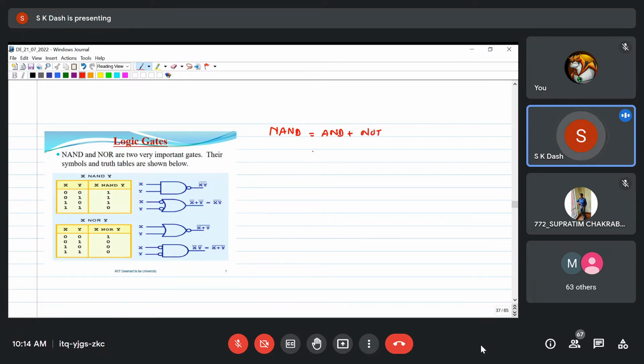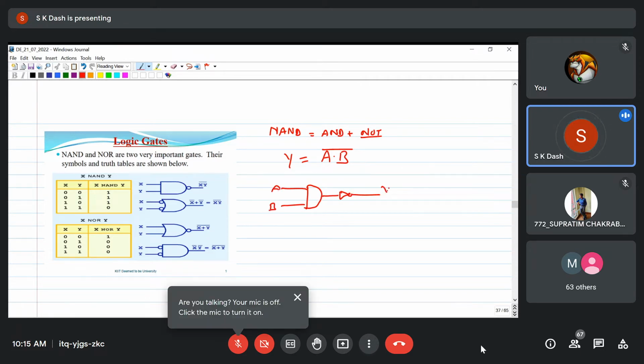So what is AND? Suppose we have two inputs A and B. Then AND output is what? A dot B. Then it is given to a NOT gate. So what is the output of a NOT gate? It is the complement. So in NAND gate, output is A dot B whole bar. Again, AND gate we are representing with this, followed by a NOT gate. If it is AB, this will be Y equal to A dot B whole bar.